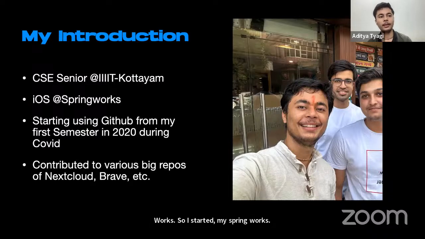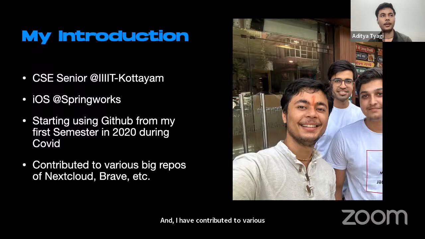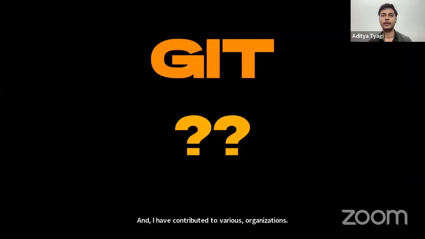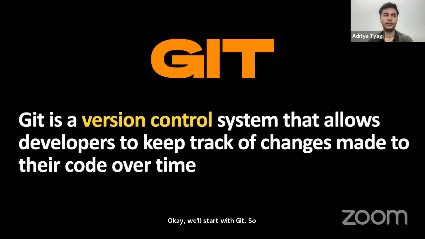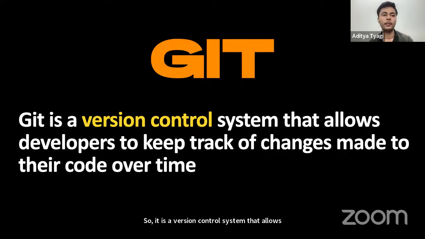It was during COVID, and I have contributed to various organizations. That was all for me. I'll start with Git. What is Git? I will give you a formal definition first. Git is a version control system that allows developers to keep track of changes made to their code over time. So first we'll go with what version control is. Git is a version control system.